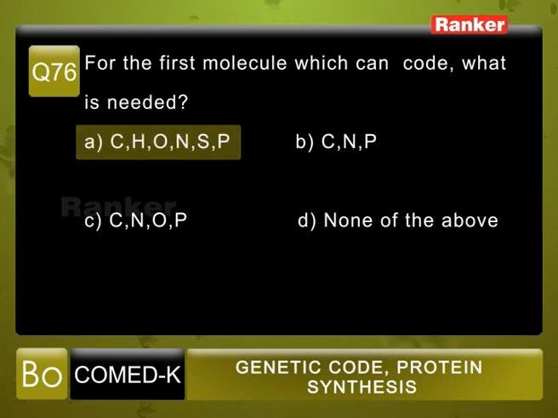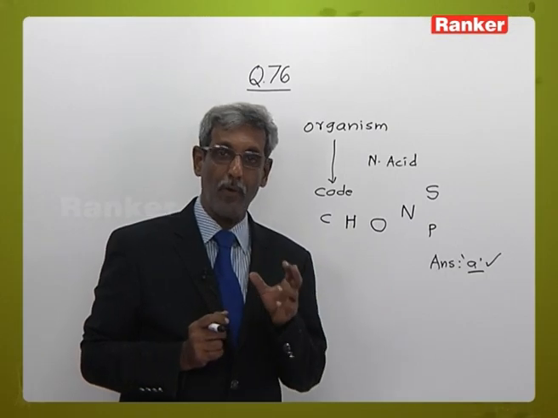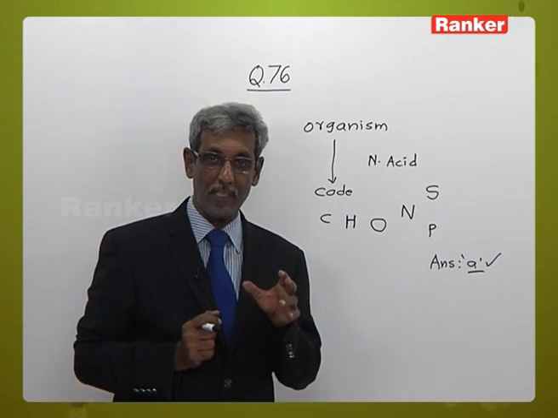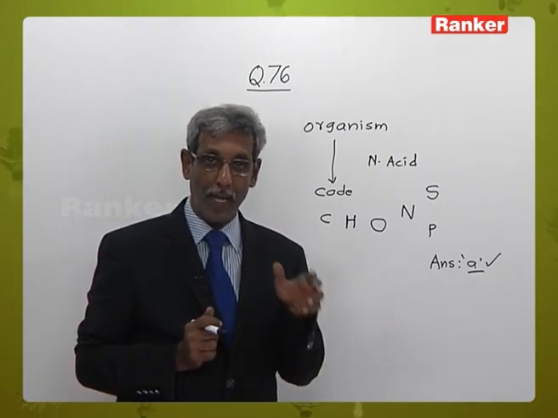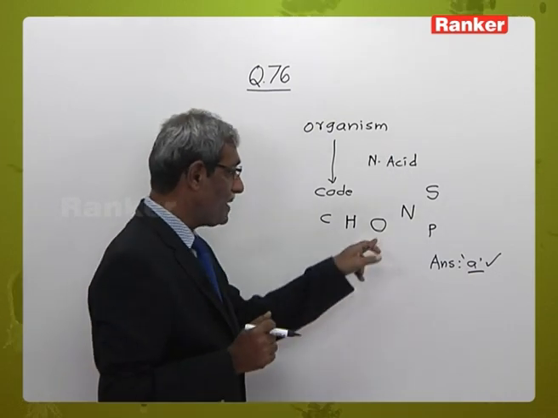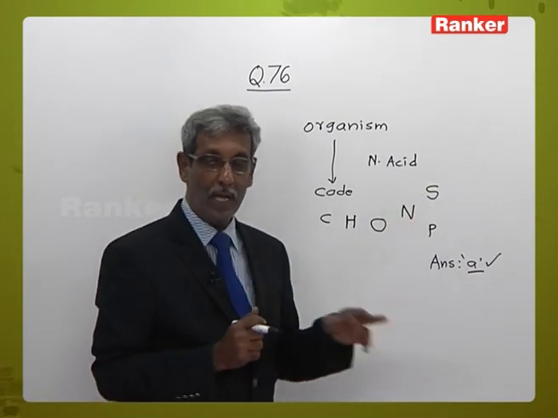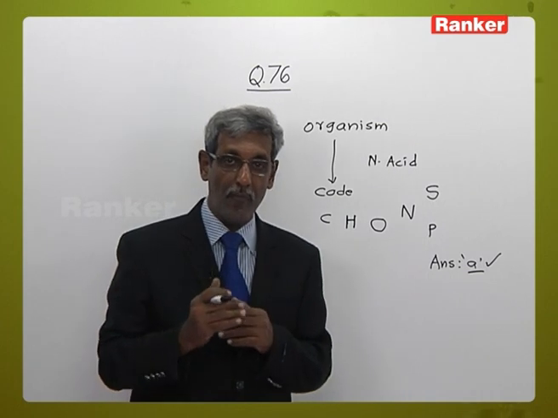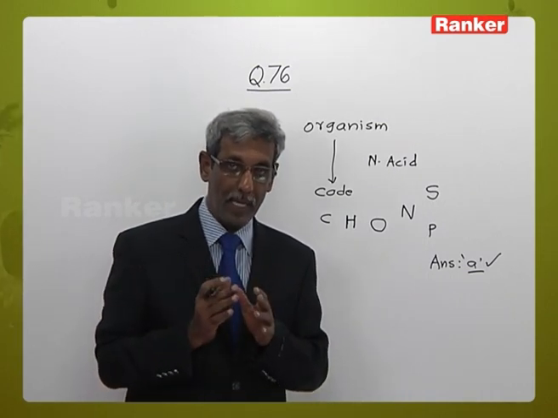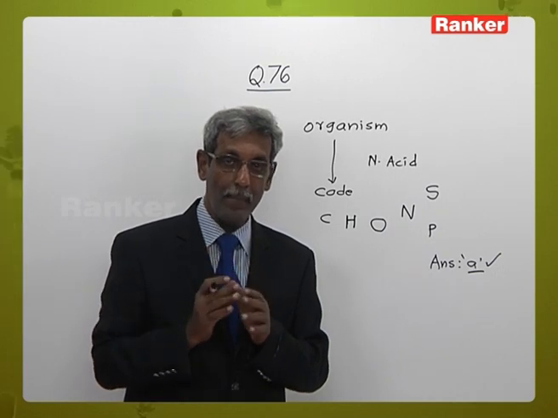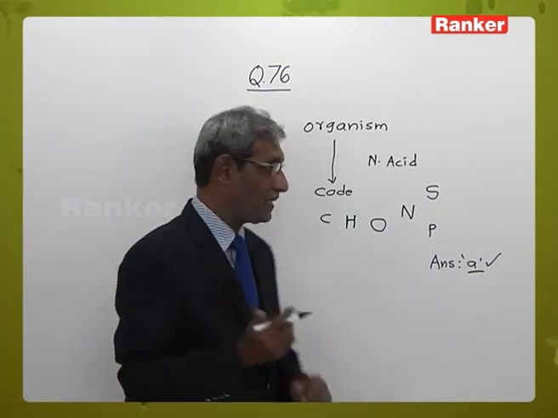Thereby, even if we were to discover the most primitive organism which has existed or which is existing outside planet Earth, that particular organism should have the basic elements of CHONSP in order to perform the function of genetic code. So, genetic code is basically a most important fundamental property of life processes.